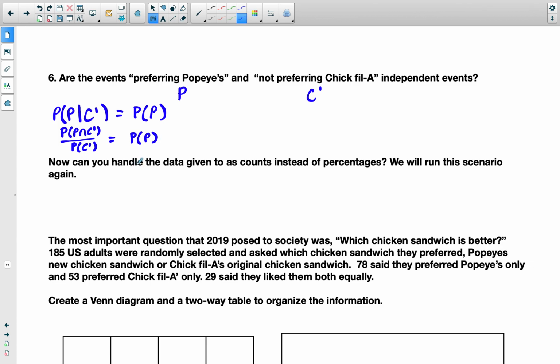Now, let's substitute numbers in place. So P and C prime is 0.53. Probability of C prime is 0.6. I divide. I set that equal to the probability of P, which is 0.62. I will find out that those are not equal. So now I'm going to also solve this one too. So if knowledge of Popeyes does not affect whether or not they do not prefer Chick-fil-A, then this should ring true.